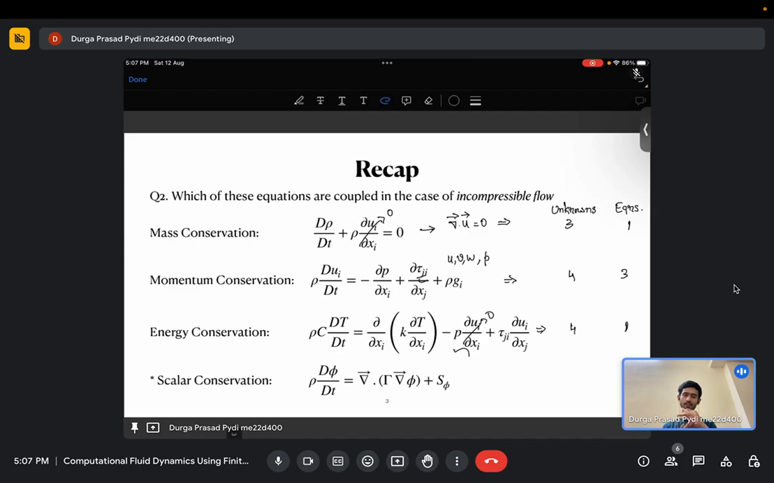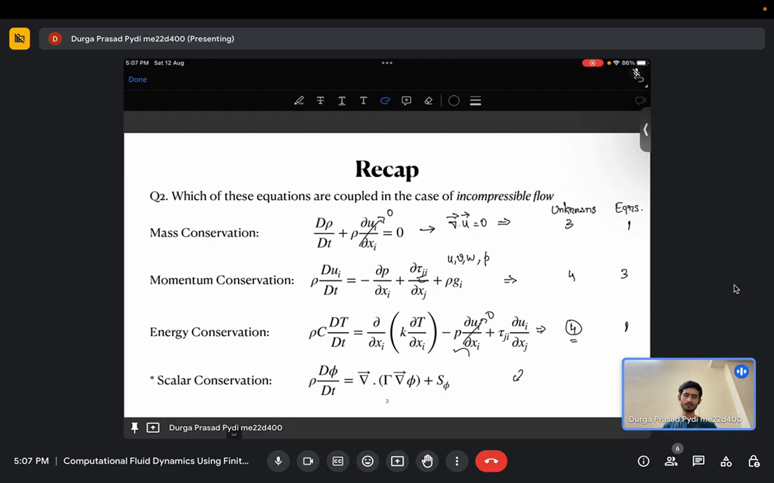Once I know these values, then in the energy equation, out of the 4 unknowns, I will be knowing all the 3 velocity components. So I will be left with only 1 unknown, that is the temperature. So I can solve this 1 equation to get the temperature. The same is the case for any general scalar equation. Now this is the case for an incompressible flow.